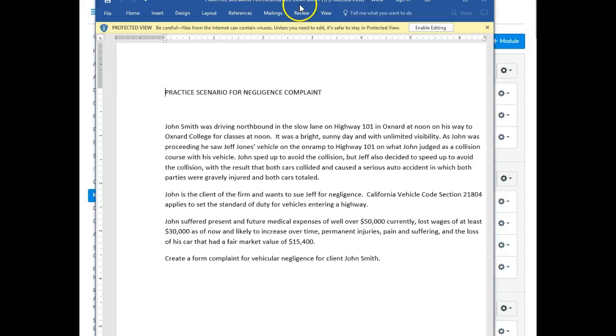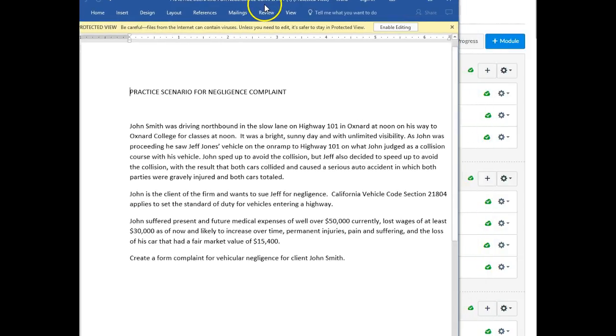Okay. All right. So in this case, John Smith was driving northbound in the slow lane of Highway 101 in Oxnard at noon, on his way to Oxnard College for classes. It was a bright sunny day with unlimited visibility. As John proceeded, he saw Jeff Jones' vehicle on the on-ramp to Highway 101 on what John judged was a collision course with his vehicle.